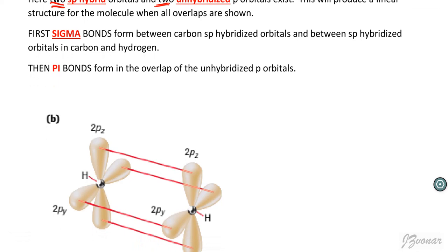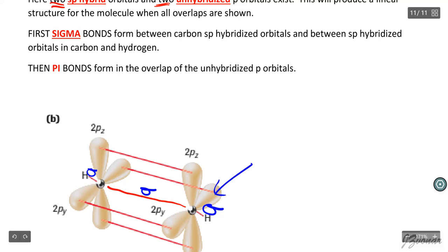Okay, there's going to be an overlap here. All right, so this is going to form my sigma bond between here. There's going to be a sigma bond over here and another sigma bond here. All right, so there's going to be 2 sigma bonds between this carbon here and the hydrogen. There's a sigma bond between the sp hybrid and the s orbital of hydrogen, and likewise on the other side.